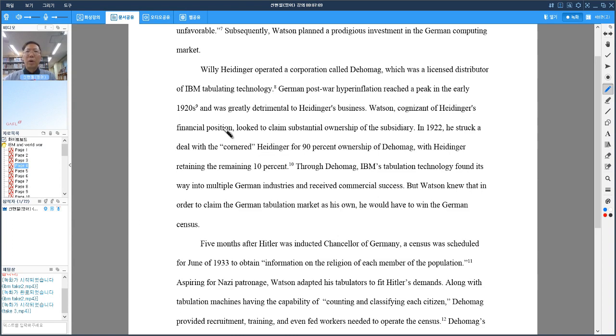German post-war hyperinflation reached a peak in the early 1920s and was greatly detrimental to Heidinger's business. So after World War I, Germany became almost bankrupt. And all German citizens and the government worked hard and so they made money. And with the money, hyperinflation occurred together. So it means that all the products and utilities, land and buildings, all became extremely expensive. So that became a peak in the 1920s, and that hyperinflation was detrimental, was harmful.